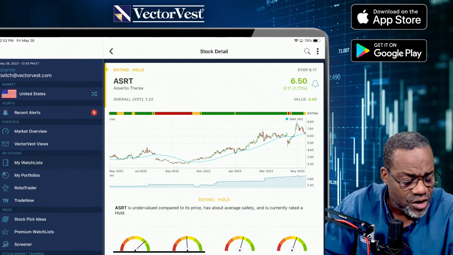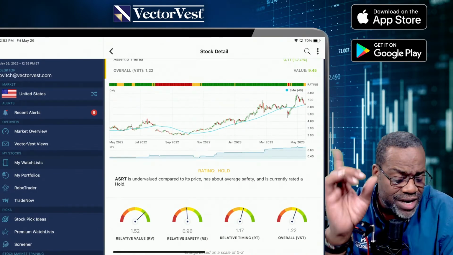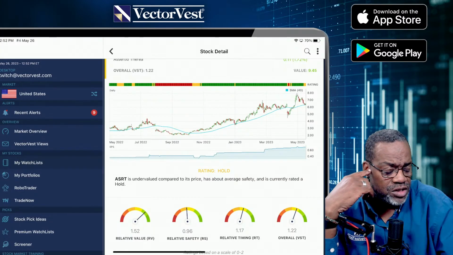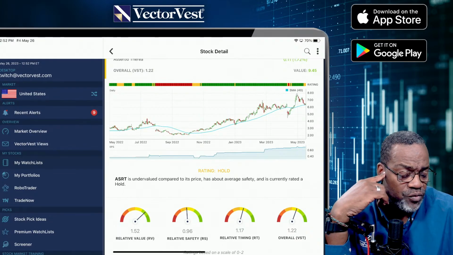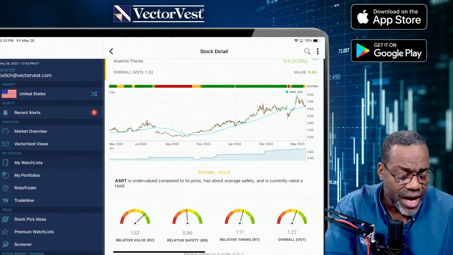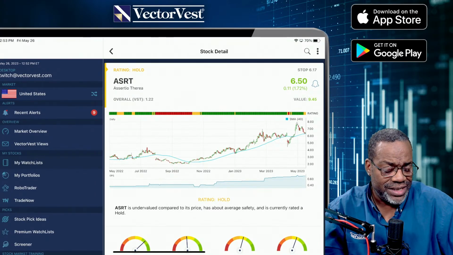How about that? ASRT, woo! Stock was moving. RV above 1, RS not. Some news came out about it, pushing the stock's price down to that level of my moving average, and it's moving hard towards there. I'd be very careful if you still own that stock. All right, $6.50. It's up today, but I'd still be very careful.